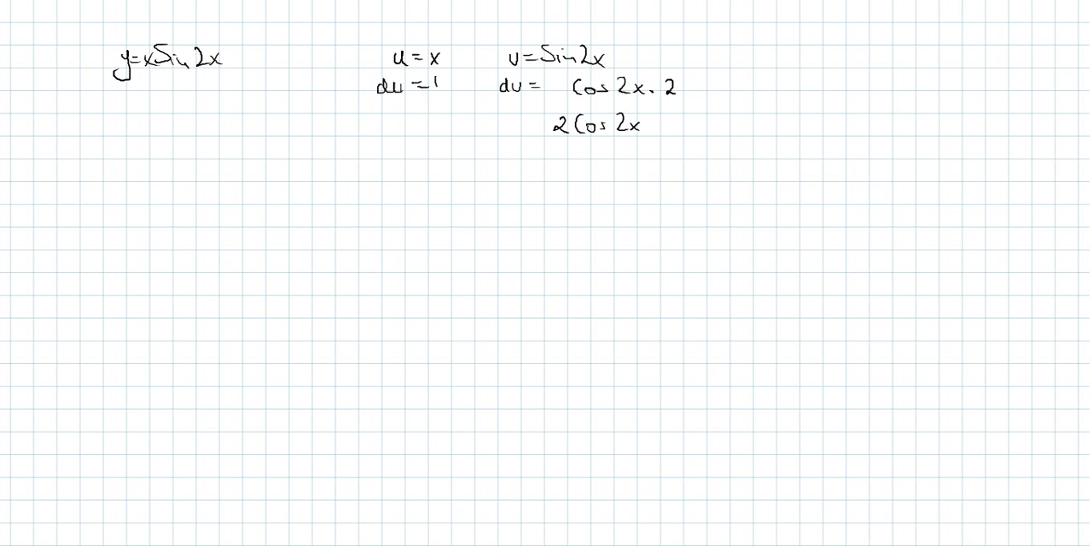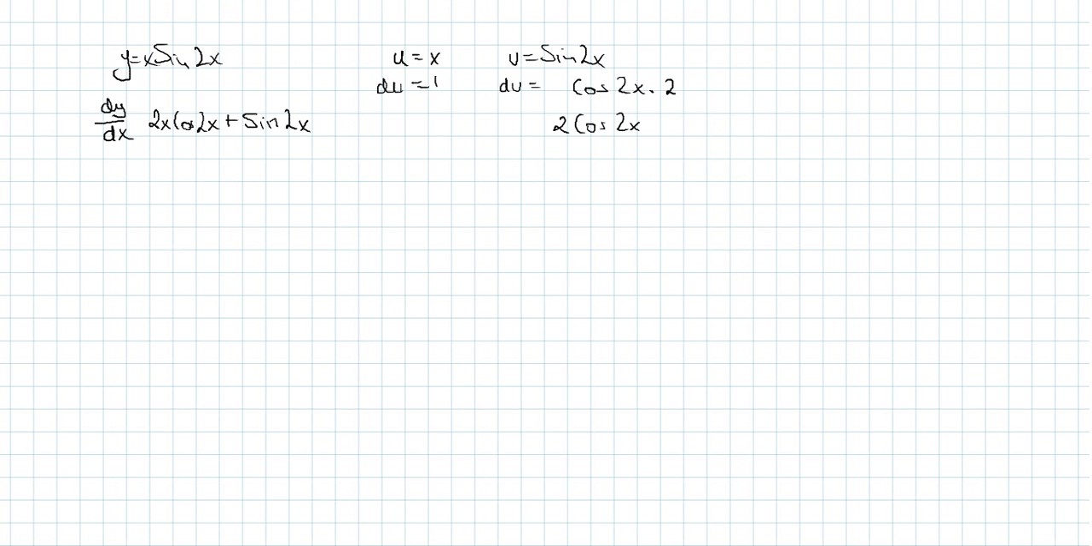So therefore, if I want to get dy/dx, I just apply the product rule: u dv plus v du. So that gives me 2x cos 2x plus v du, which is sine 2x.